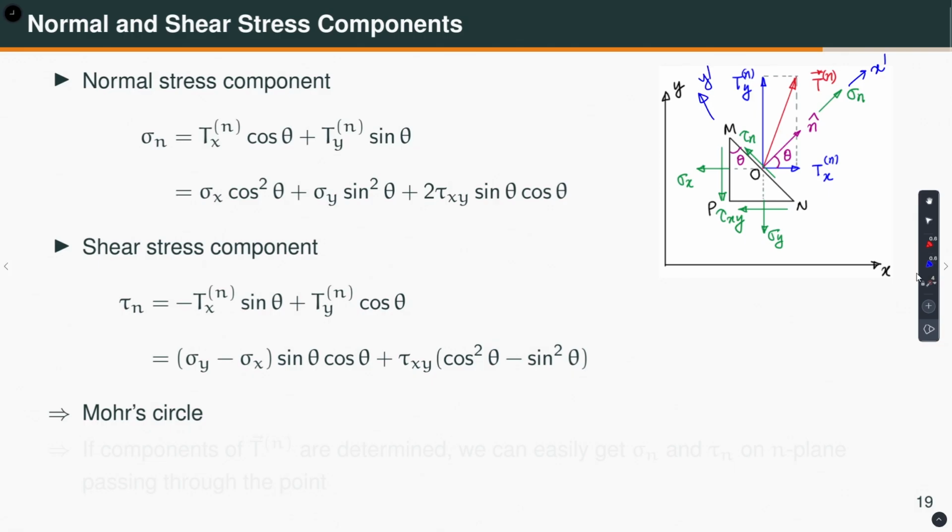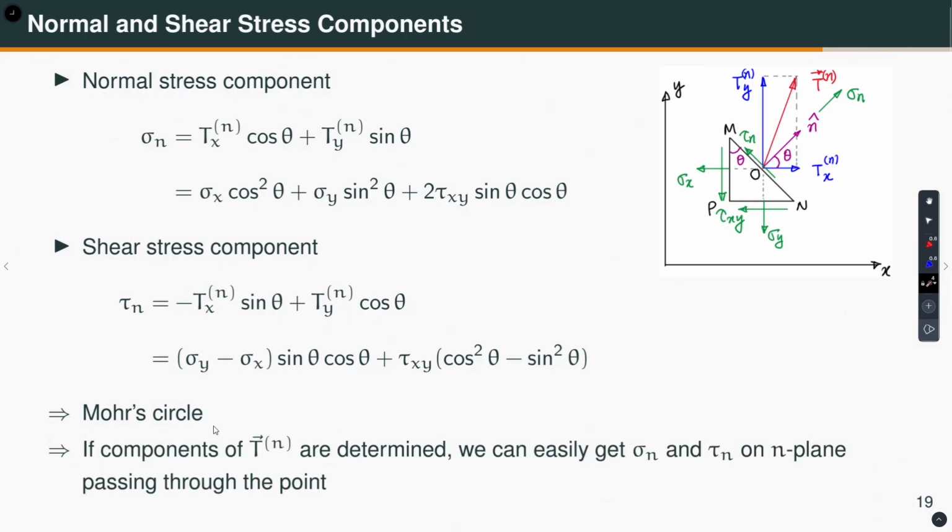So, this leads to the Mohr circle representation for determining the stresses at any arbitrary plane, including the principal stresses. So, if the components of the traction vector Tn are determined, we can easily get sigma n and tau n on the n plane. That means, the plane on which n is the unit normal, passing through, of course, that same point O.